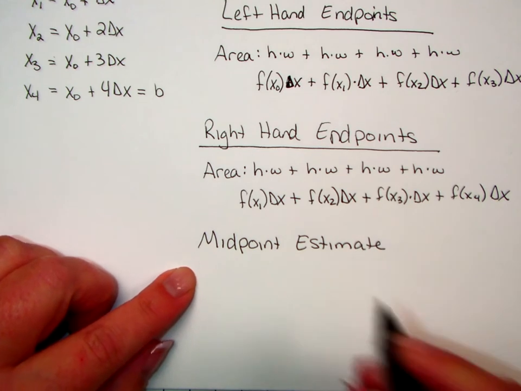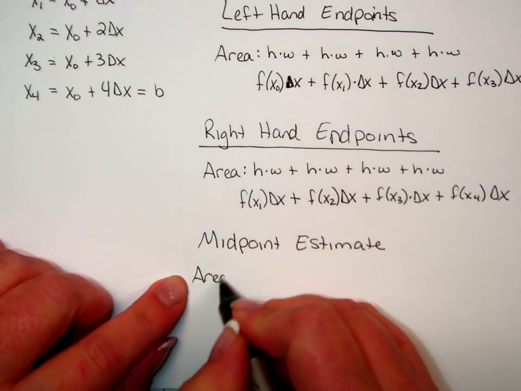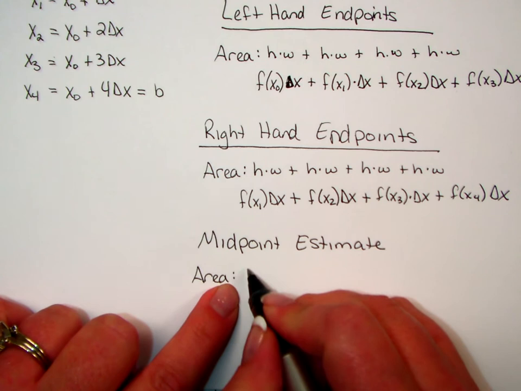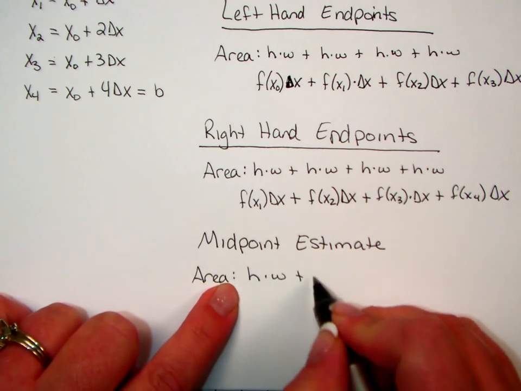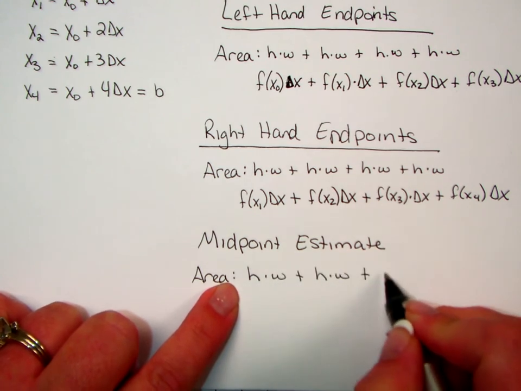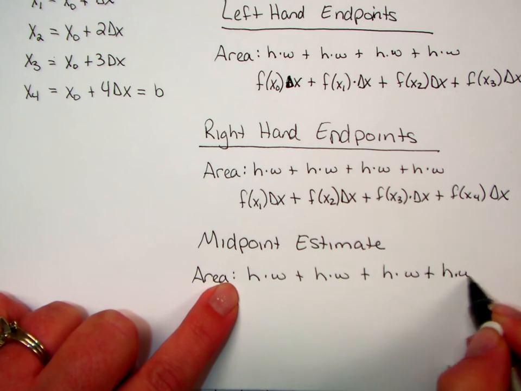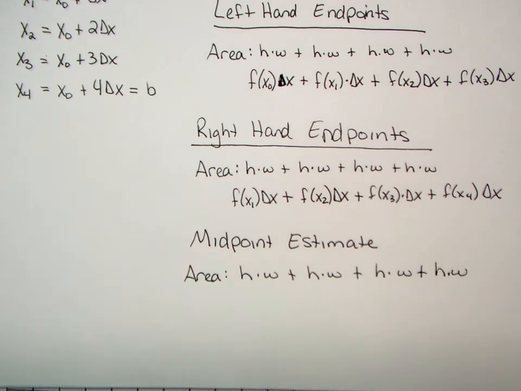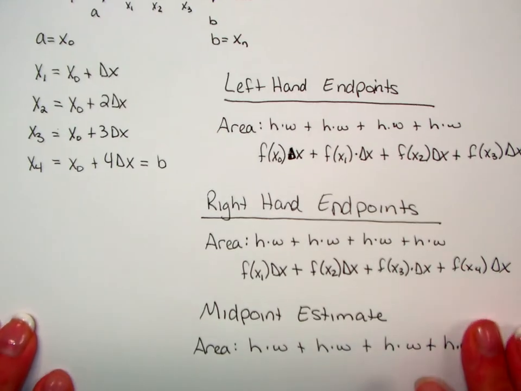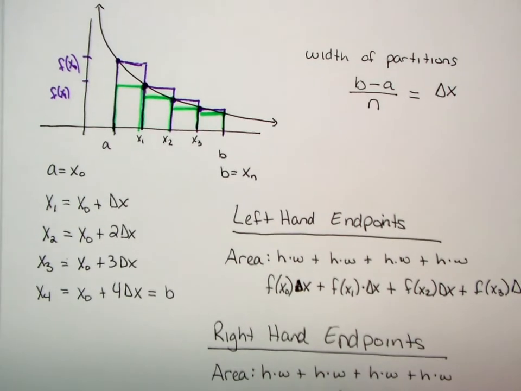Now the midpoint estimate, if we have 4 partitions, we're still going to find the area of 4 rectangles, right? So I still have height times width plus height times width 4 times here, okay? But the height we're going to find by calculating the midpoint, right? So I'm going to move up here, okay, to the graph.